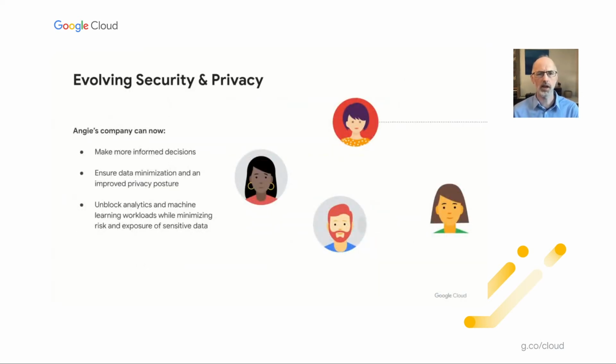Now, data security and privacy is an evolving area. But what we've seen here in these few scenarios is that Angie's company, using our platform with DLP and BigQuery and other tools, can make more informed decisions about their data and how to protect it. They can ensure data minimization and an improved privacy and security posture. And they've actually been able to unblock analytics and machine learning workloads while minimizing the risk of exposing that sensitive data.